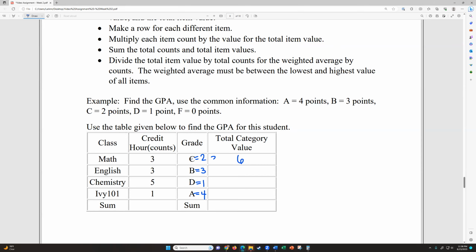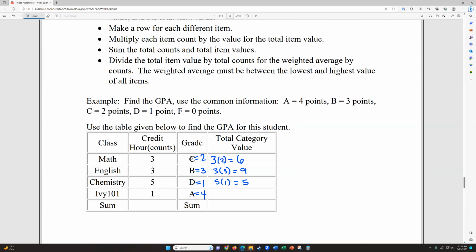3 times 2. Okay? It's like making a C twice, essentially, for the calculation. So then 3 times 3 is going to be 9, because they had that B. This class was the one that's really going to hurt their GPA. They made a D, which is a very low value for that grade in terms of how it helps your GPA, but it counted 5 credit hours. So that's 5 times 1, which is 5.